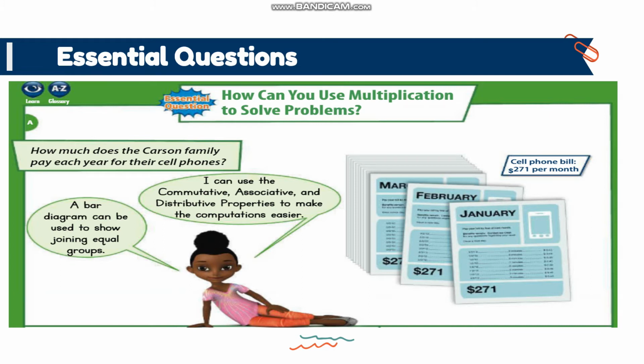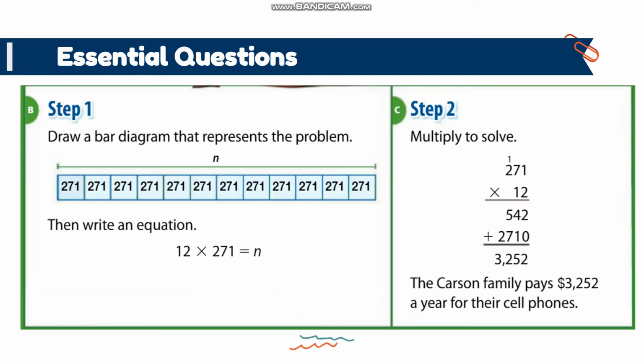So as you can see, the cell phone bill costs $271 per month. So what are we going to do? You just simply multiply 271 multiplied by 12 or 12 multiplied by 271. Since multiplication is repeated addition, you just add 271 12 times. Okay, add all of this. If you add that, you will get 3,252. It's the same as 271 multiplied by 12.